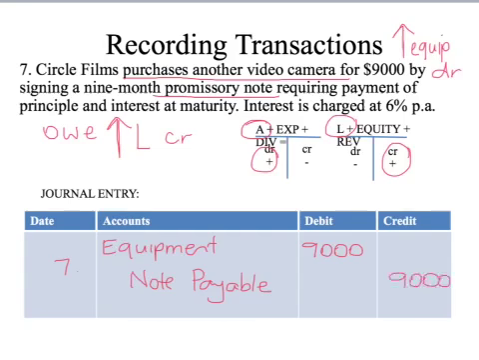You might be wondering about the interest. Do I have to record interest at the moment? The answer is no. At the moment, we don't actually owe any interest. We owe $9,000 on the note payable. The interest expense will occur as the time goes past. So we will have to probably make an adjusting entry to record that interest.